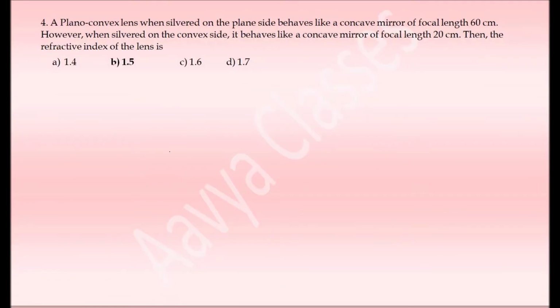So now we will see problem number 4. A plano-convex lens, when silvered on the plane side, behaves like a concave mirror of focal length 60 cm. However, when silvered on the convex side, it behaves like a concave mirror of focal length 20 cm. Then you have to calculate the refractive index of the lens. So this is our plano-convex lens.